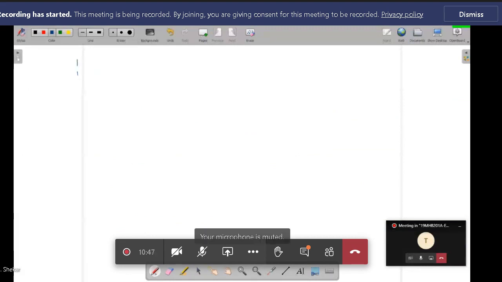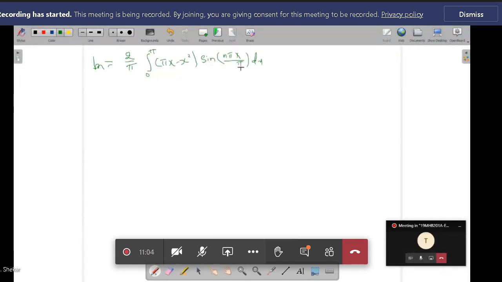So therefore bn is 2 by pi integration from 0 to pi, f of x is pi x minus x square into sine n pi x by pi into dx. So pi cancelled. So that is 2 by pi. Now again we have two functions. Left this rule we need to apply. First function into second function. So first function, that is pi x minus x square, into integration of sine is minus cos nx.